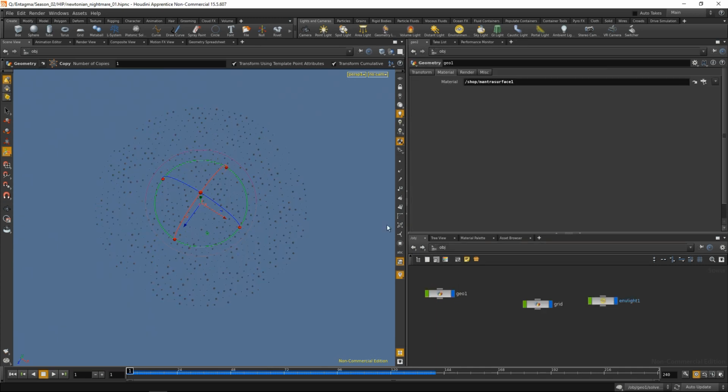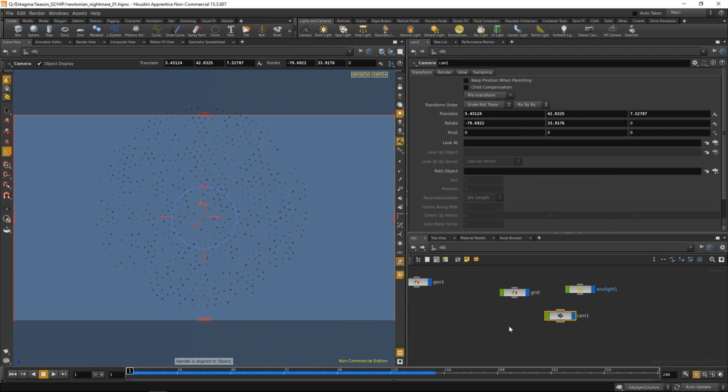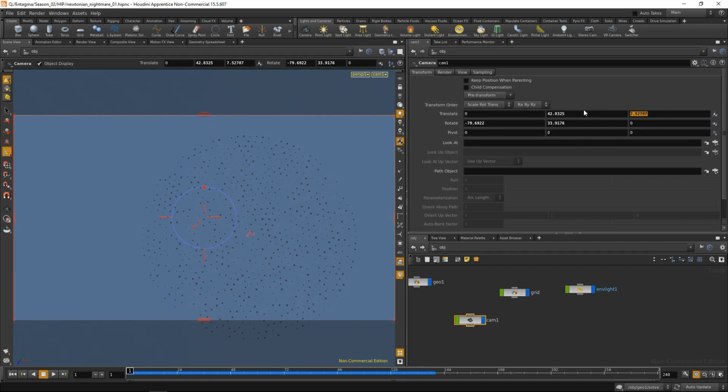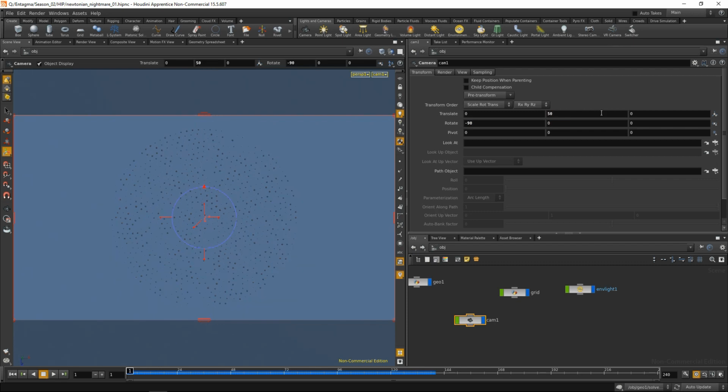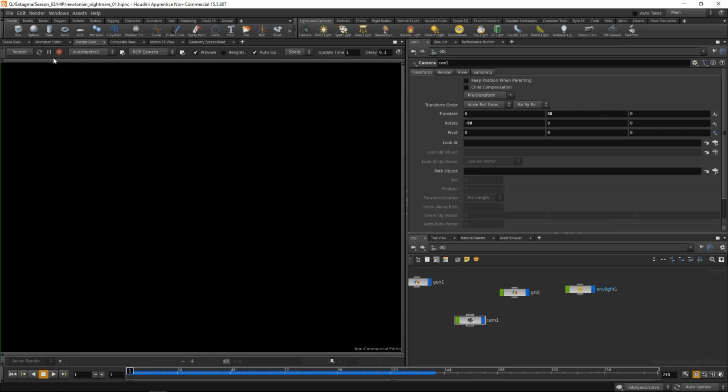Now the last thing I need is a camera. By control clicking on the camera symbol here, I will create a camera with my current view. Let's just translate this a bit so it'll look straight down on my particle system. Like this. And go to our render view, hit render.